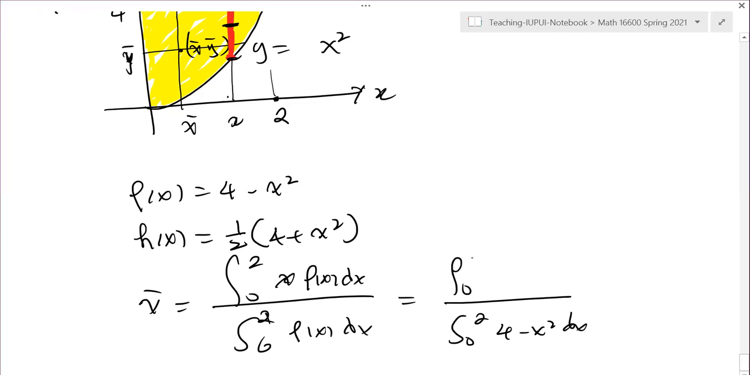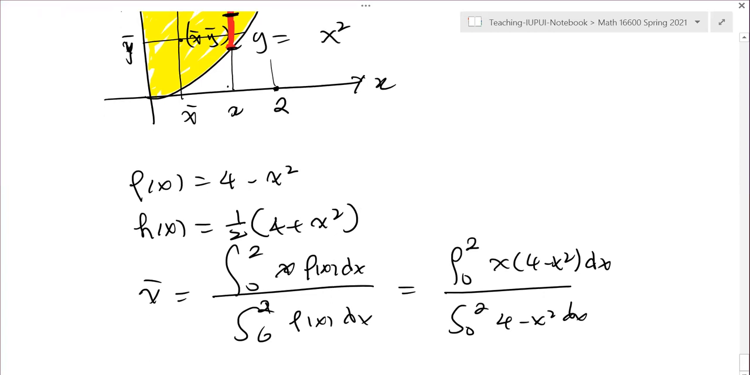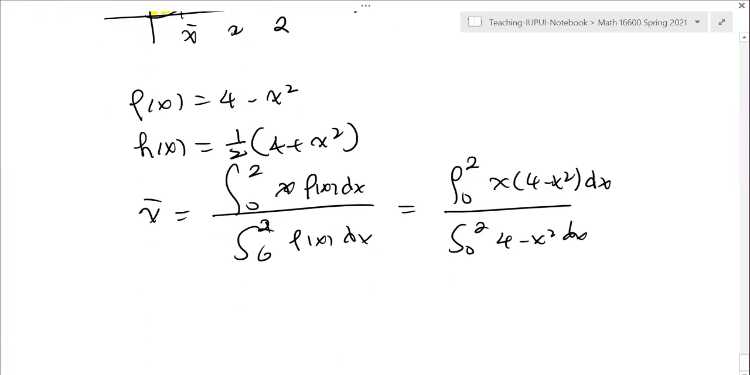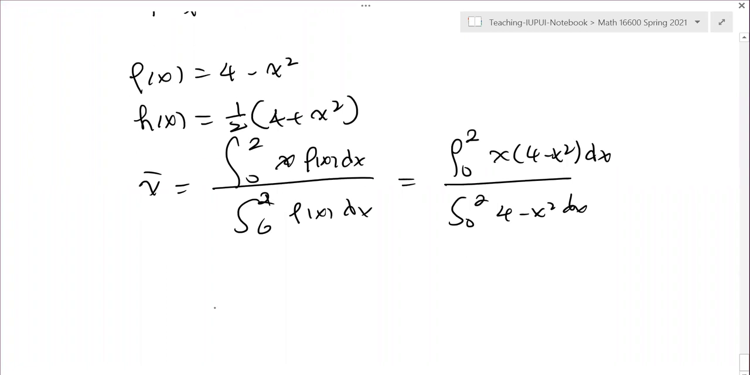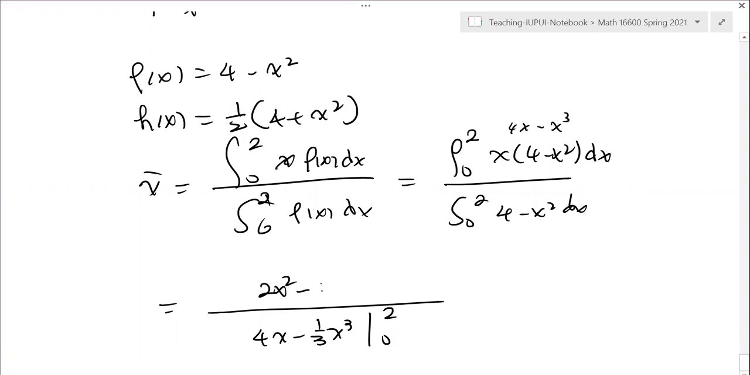Then you have these two integrals. Let's evaluate these two integrals. It's easy to get x bar. All right, the antiderivative, let's do it together. It's going to be 4x minus 1/3 x cubed, evaluated from 0 to 2. And here it's 4x minus x cubed, so it'll be 2x squared minus 1/4 x to the 4th power, from 0 to 2.